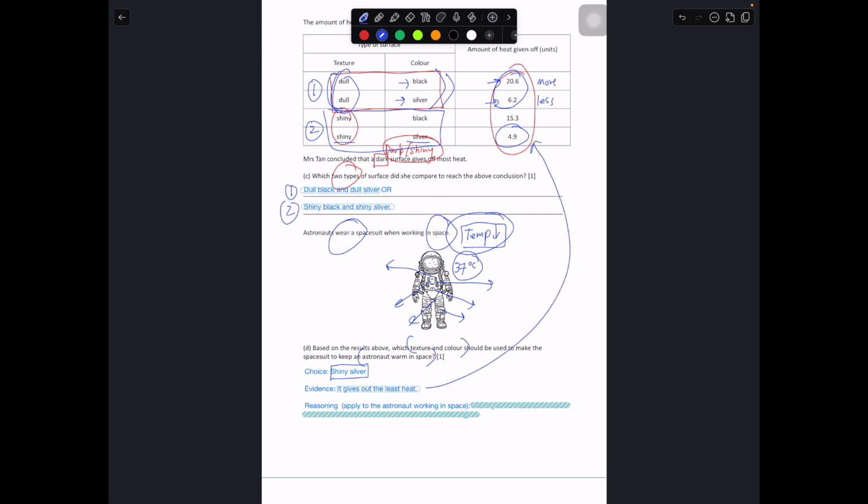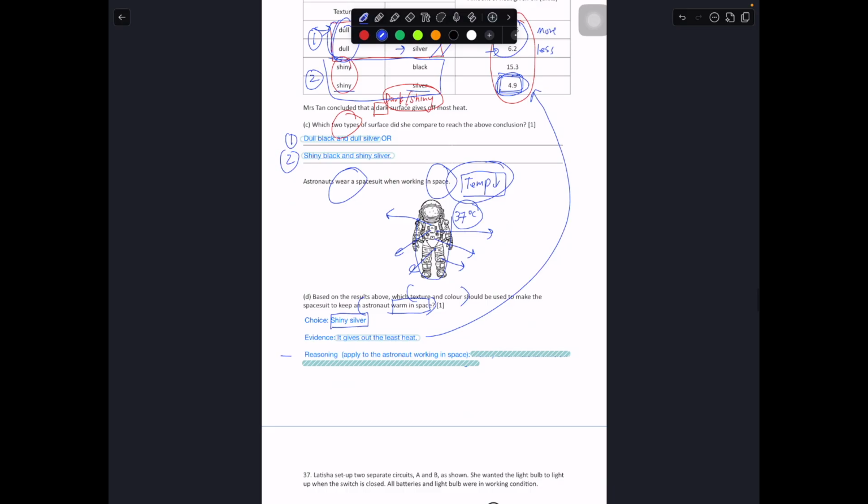That means, in this case, if the person were to wear a shiny silver suit, the person will give out less heat as compared to a person wearing a dull black surface. That means a lot of heat will be lost if the person wears a dull black surface. That means he would constantly be losing a lot more heat, and that is not good, because in this case you need to keep the astronaut warm in space. What you want is to try a different method to slow down the rate of heat loss. So you should be choosing the lowest number instead of the highest number. So the reasoning must be applied to this astronaut that is working inside space.